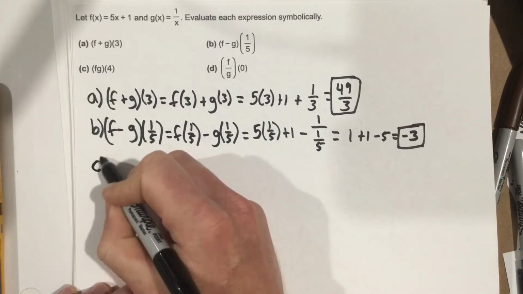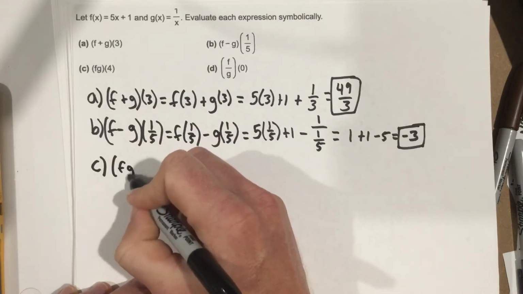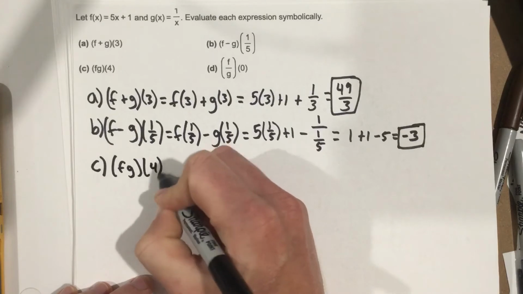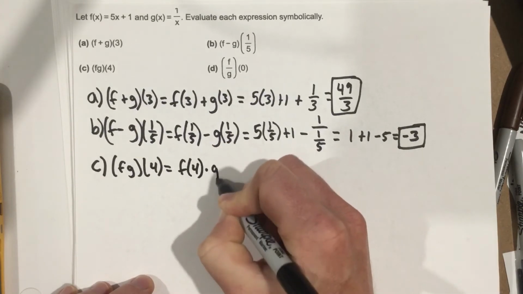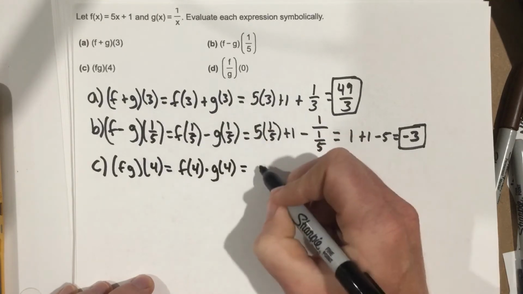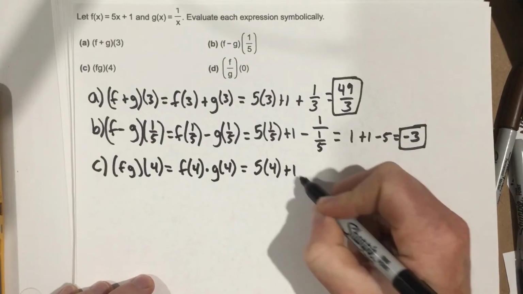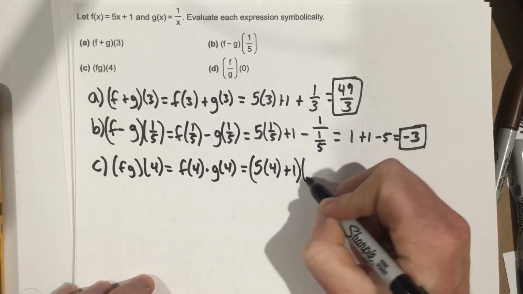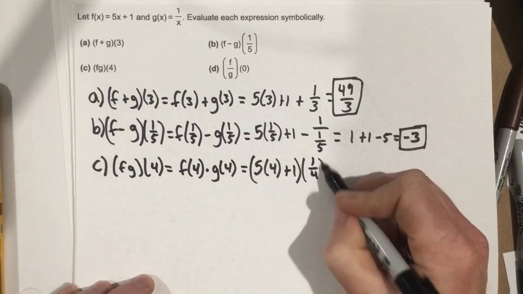Part C, f times g of 4 is f of 4 times g of 4, which is equal to f of 4 is 5 with a 4 input for x plus 1, and we're multiplying that times g of 4, which is 1 over 4.